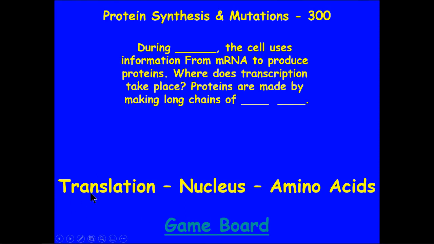During translation, messenger RNA is used to make proteins. And remember, messenger RNA indirectly is carrying DNA's message. All right, transcription, the making of messenger RNA, happens in the nucleus, and proteins are polymers made of monomers called amino acids.